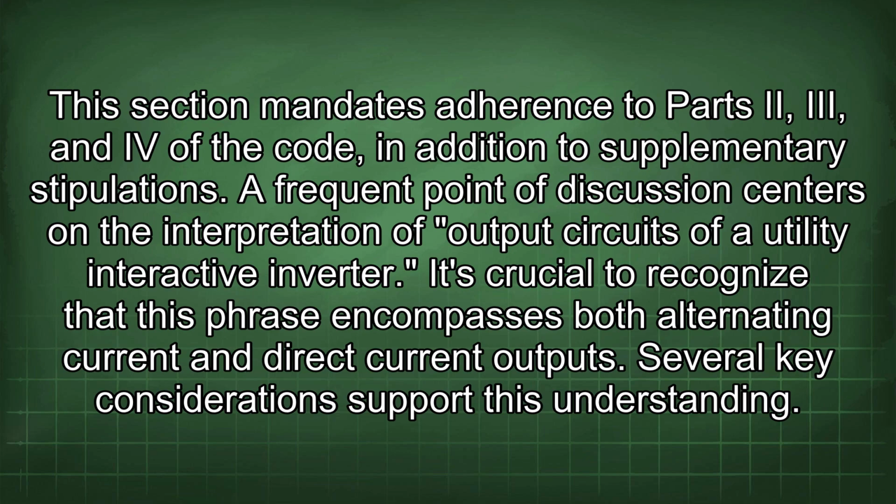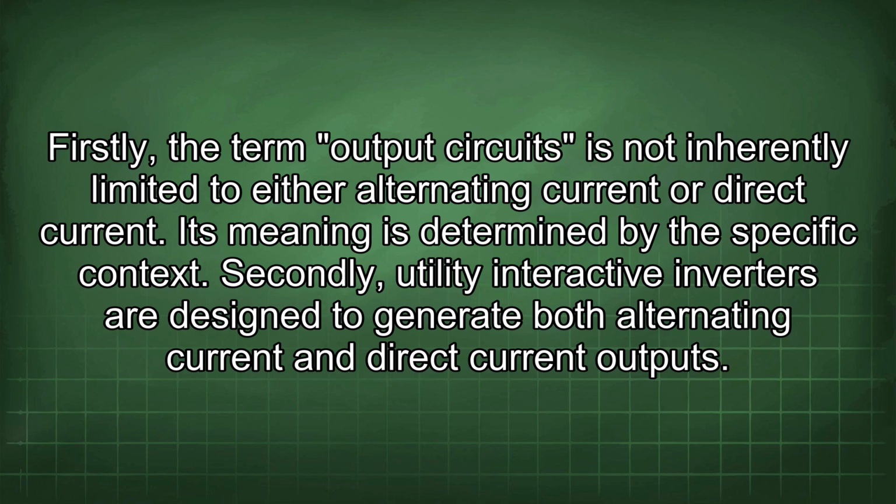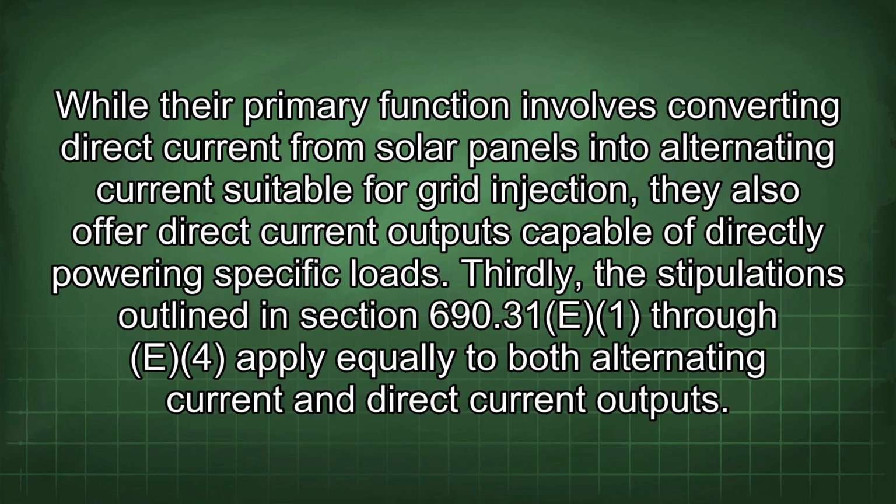It's crucial to recognize that this phrase encompasses both alternating current and direct current outputs. Several key considerations support this understanding. Firstly, the term output circuits is not inherently limited to either alternating current or direct current. Its meaning is determined by the specific context. Secondly, utility interactive inverters are designed to generate both alternating current and direct current outputs. While their primary function involves converting direct current from solar panels into alternating current suitable for grid injection, they also offer direct current outputs capable of directly powering specific loads.